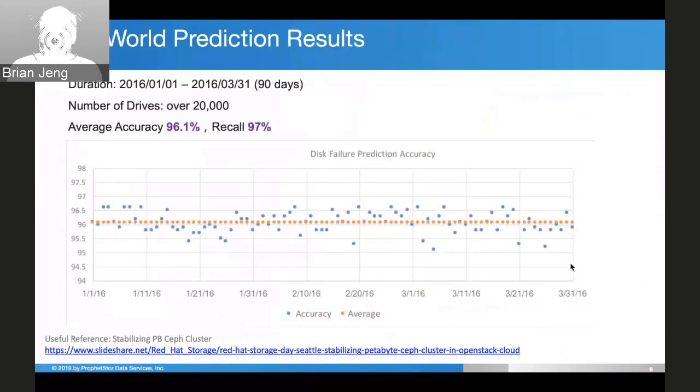And then the same company tested our prediction engine against 20,000 drives over the course of 90 days. And they found that we had an accuracy rate of 96% and a recall rate of 97%. The recall rate is actually the more important statistic here. It's the number of correctly predicted failed disks over the total number of failed disks. So out of every 100 disks that failed, we would correctly predict 97 of them.